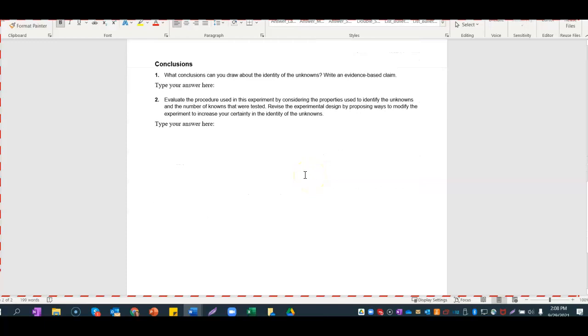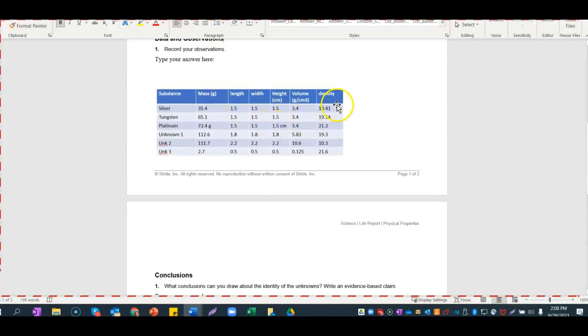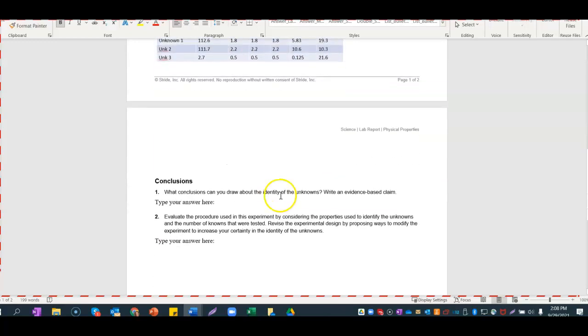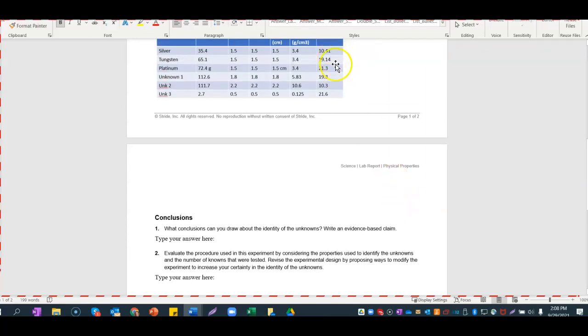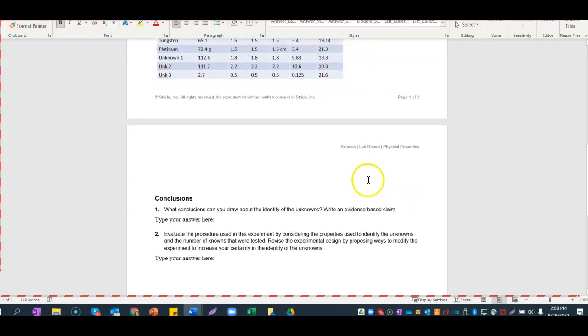So now it's asking what type of conclusion can we draw about the identity of the unknowns. So here, basically that's saying, what are they? So you need to type out, using your data above, what did we find the unknown of 1, 2, and 3 to be? So you would type that out, and then you write an evidence-based claim, meaning I know this because the density of silver is this, tungsten is this. So you're able to basically offer proof, evidence-based claim.